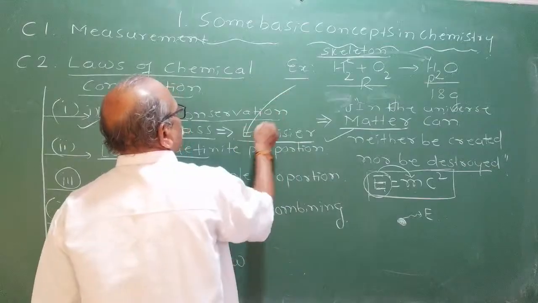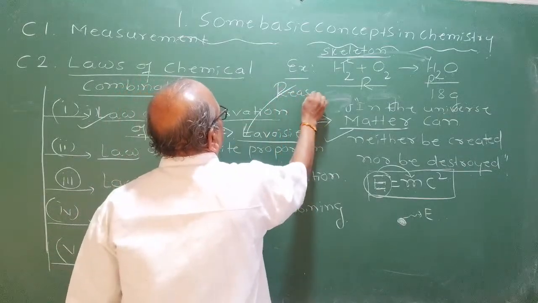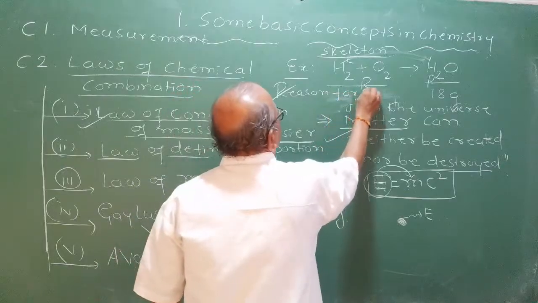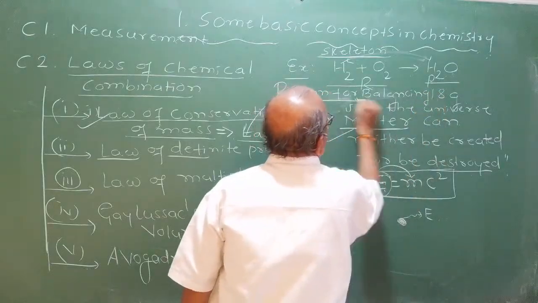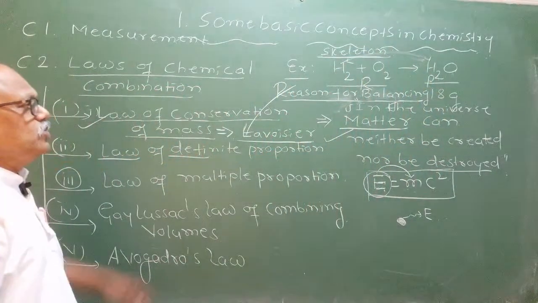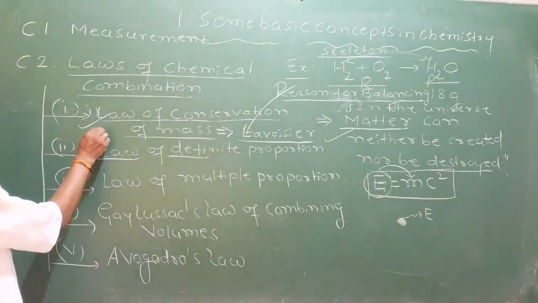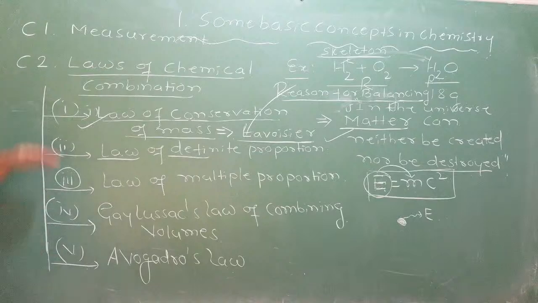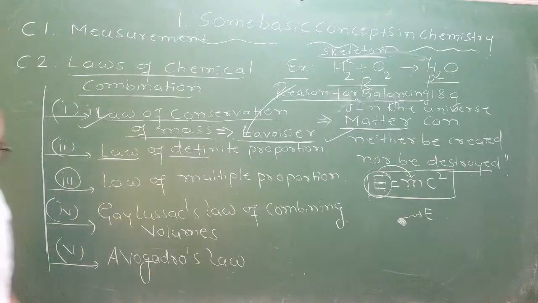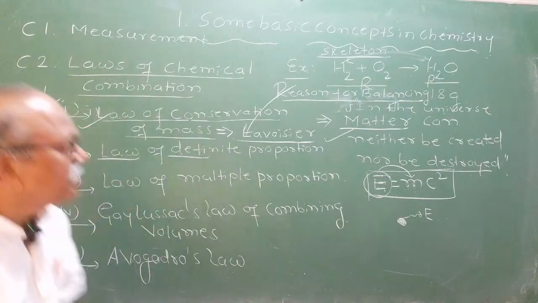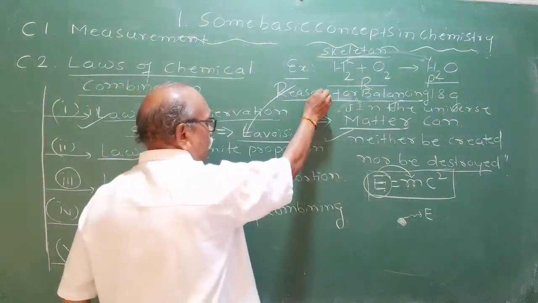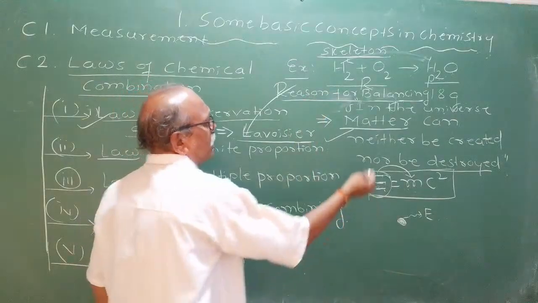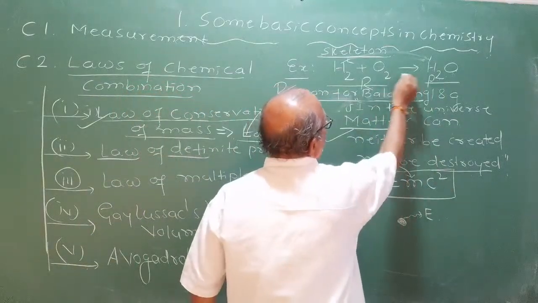Reason for balancing a chemical equation. Many of you ask, sir, why should we balance a chemical equation? We should balance it according to this law, because a chemical reaction takes place according to the laws made by different chemists. We have to follow that law. Therefore, to be in accordance with the law of conservation of mass given by Lavoisier, we have to balance a chemical equation.